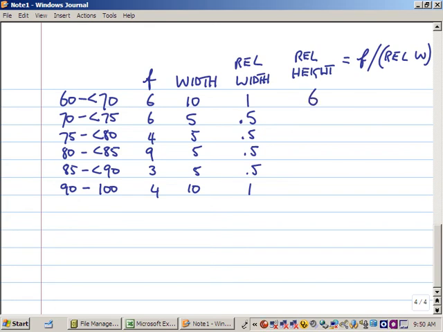6 divided by a half is 12. 4 divided by a half, 8. 9 divided by a half, 18. 3 divided by a half, 6. 4 divided by 1, 4. Alright, so these now will be the heights that I'll use in my chart.